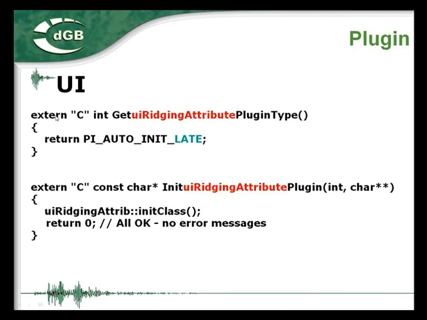For the user interface, this is the same principle. Get UI region attribute plugin type. In this case, this is late. And the next function we did is init UI region attribute plugin, again exactly the name of our folder, exactly the name of our repository. And we need once again to call an init class function.